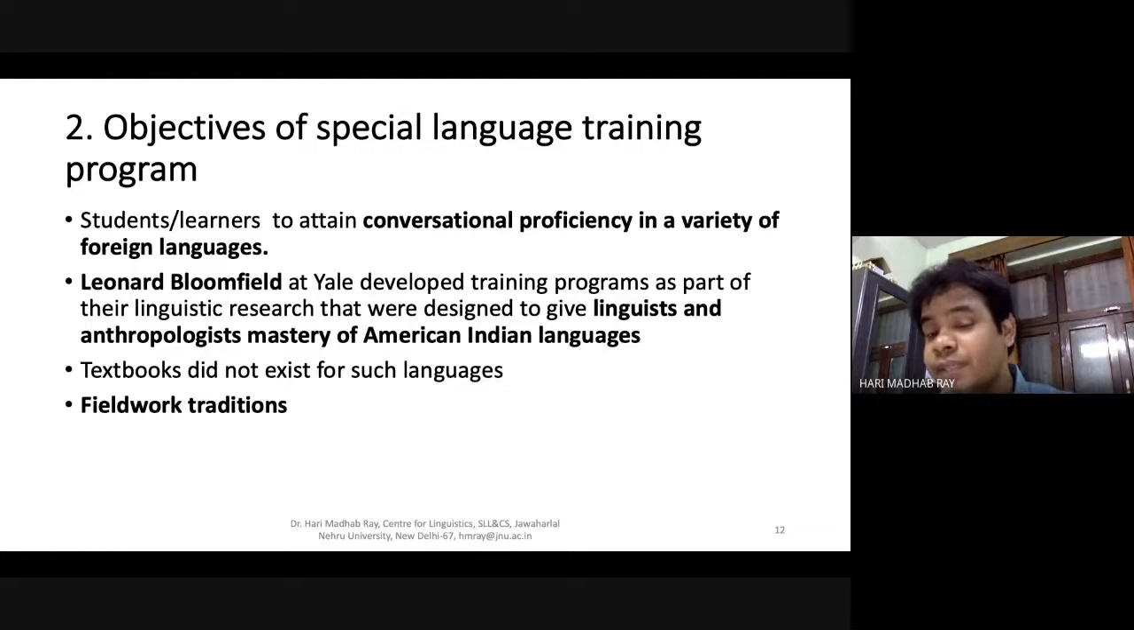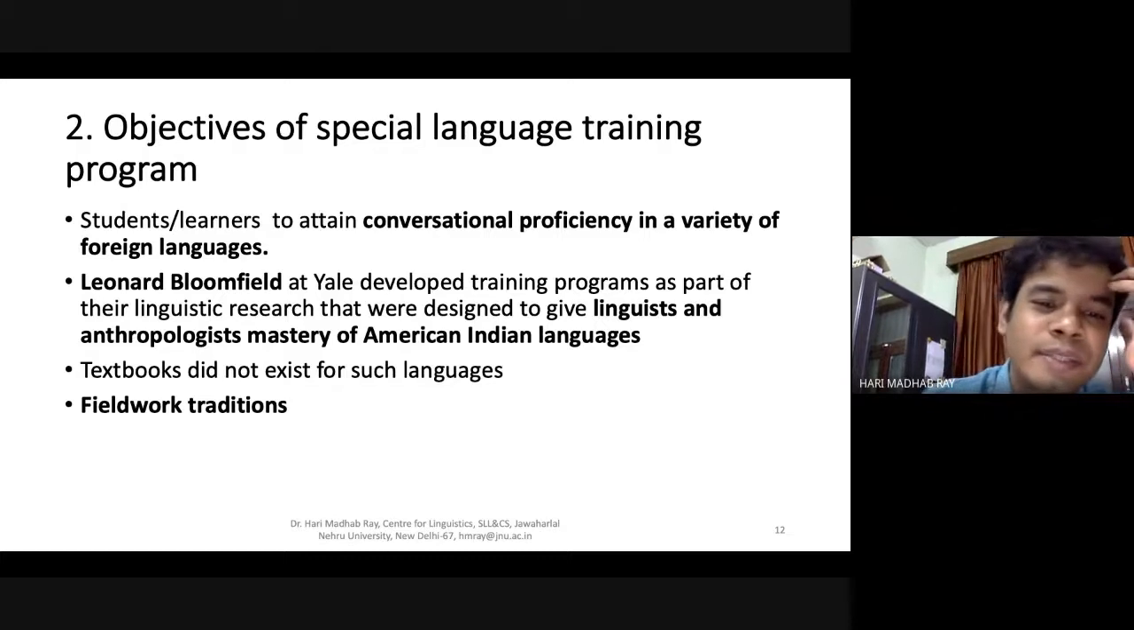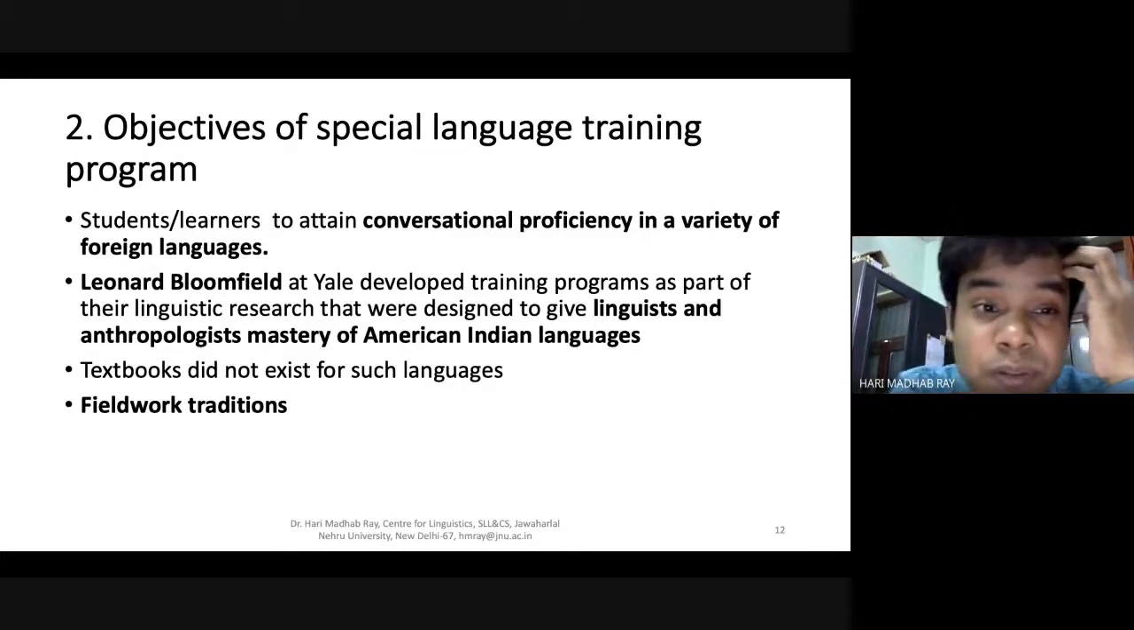And it's not only English, but other American Indian languages. There are many American Indian languages, Inuktitut, Sarsi. There are many. You can just Google and find them. And as a result, textbooks did not exist for such languages as well.